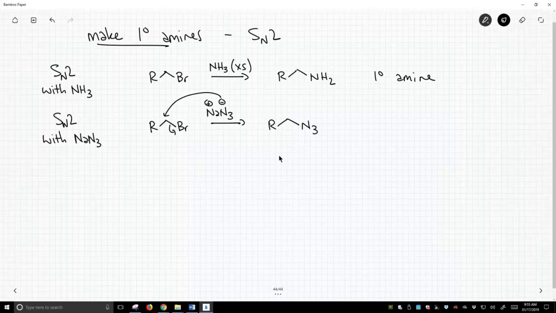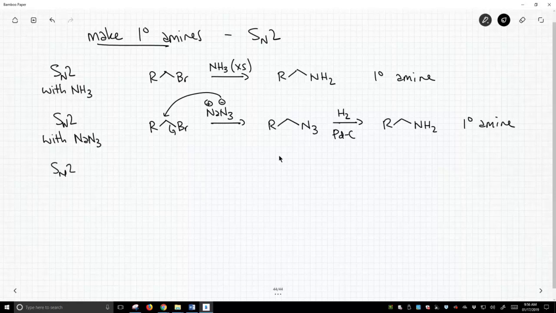Now I promise you we're going to make primary amines, and that is not a primary amine. So we have to do some chemistry on the azide to convert it to the amine. And as it turns out, if we treat this with hydrogen and palladium on carbon, we will reduce the azide and we will get our primary amine. Fantastic. And we use an SN2 reaction to do it.